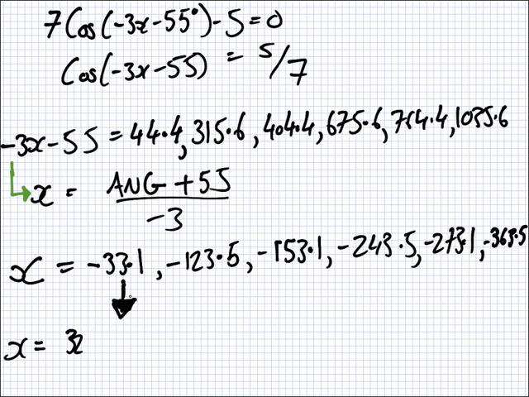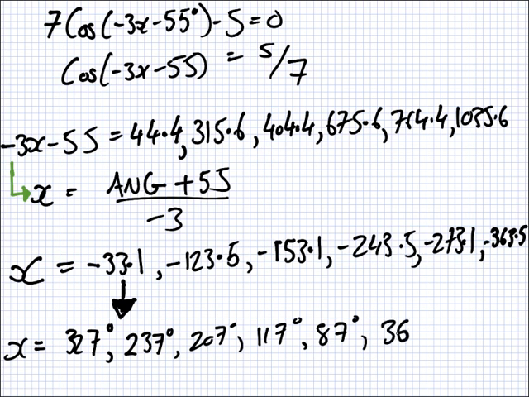Let's just do it to the nearest degree. So that's 327 degrees. Then 236.5, so that'll be 237, roughly. And is the next one 207, roughly? Okay, and is the next one 117, roughly? And is the next one 87, roughly? And negative 3.5, we should add 360, so that answer is wrong. It should be 356.